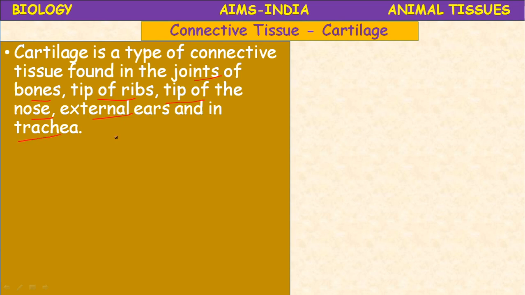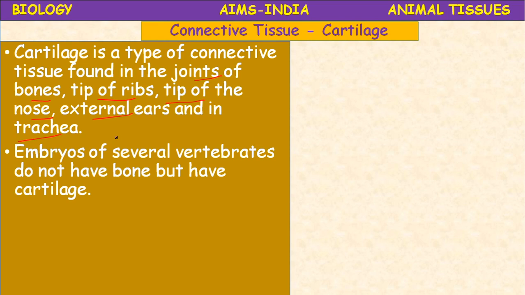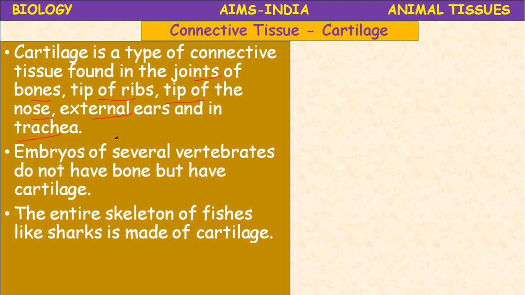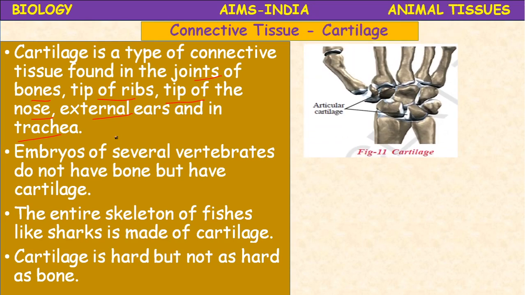Trachea means it is the windpipe. It is also composed of C-shaped cartilaginous rings present in the trachea, which prevent the trachea from being collapsed. The embryo of several vertebrates do not have bone, but they have cartilage. The entire skeleton of fishes like sharks is made up of cartilage. Cartilage is hard, but not as hard as bone. Okay, it is somewhat soft.